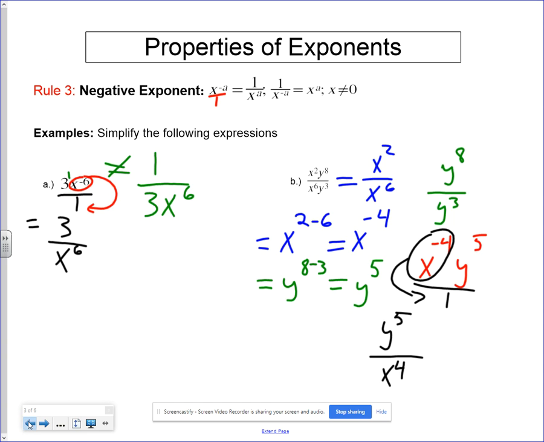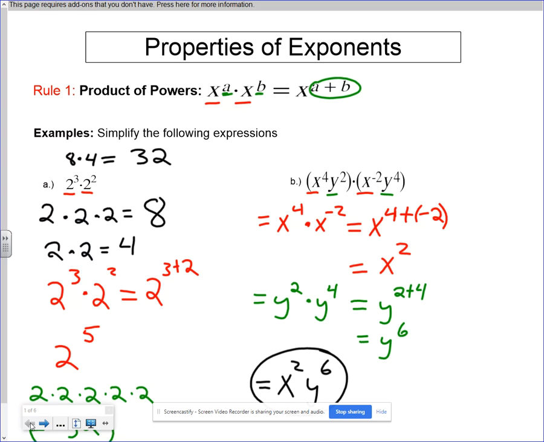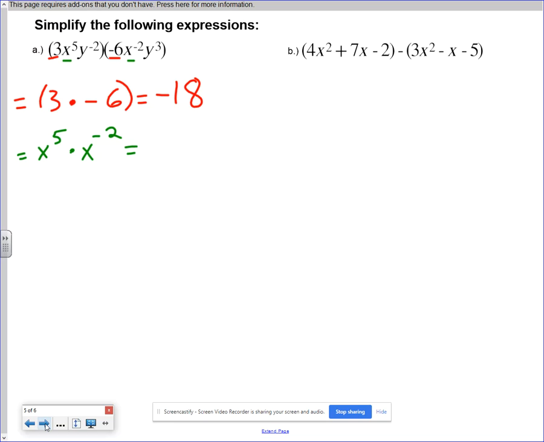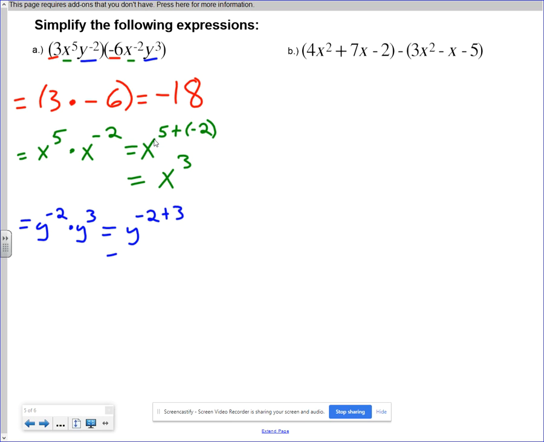If you remember back to our first rule, the product of powers, when we multiply these two terms together, we're going to add the exponents. So we're just going to take x to the 5 plus negative 2. 5 plus negative 2 is the same thing as 5 minus 2, so this will be x cubed. Lastly, we're going to work with our y's here. So we have y to the negative 2 times y cubed. Using the same product of powers rule, we can write this as y to the negative 2 plus 3, which is the same as y to the first.